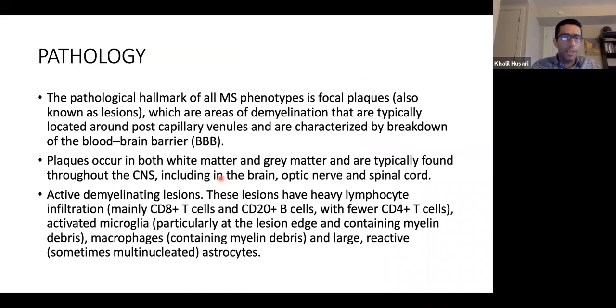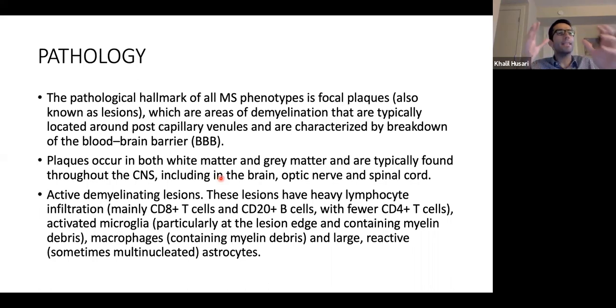Okay, as we mentioned, the pathological hallmark of multiple sclerosis is these focal plaques. Focal plaques are areas of demyelination, and they happen around the post-capillary venules, right? They are characterized by a good deal of breakdown of the blood-brain barrier. As we mentioned, it happens in both the white matter and the gray matter, and they are found throughout the CNS. So it's the brain, the spinal cord, and remember, the optic nerve is also part of the CNS, right? So that's why we get optic neuritis.